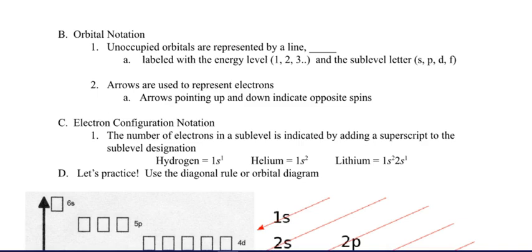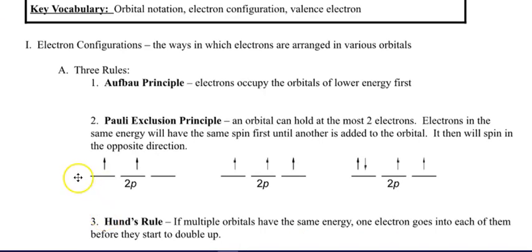So the arrows represent the electrons, the dashes represent the physical orbitals they are located in. They're represented by a line, and they're labeled with the energy level 1, 2, 3 and the sublevel letter s, p, d, f. So let's go back to the last page. This would be a partial orbital notation.